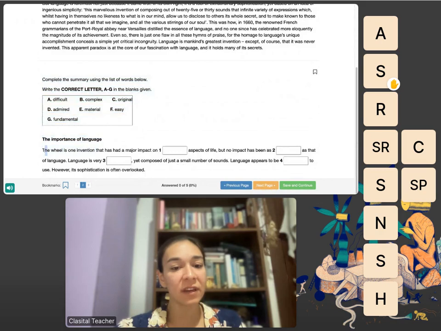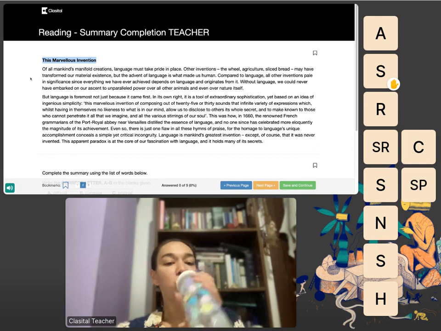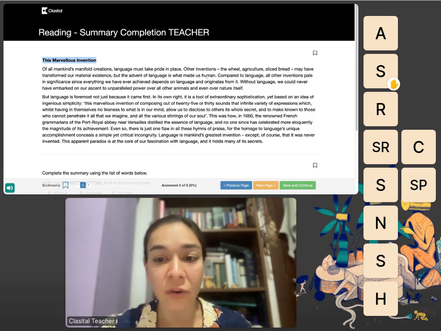Okay, let's see. The wheel is one invention that has a major impact on some aspect of life. Let me see. This marvelous invention. Of all mankind's manifold creations, language must take pride of place. Other inventions, the wheel, agriculture, sliced bread, may have transformed our material existence, but the advent of language is what made us human. Compared to language, all other inventions pale in significance, since everything we have ever achieved depends on language and originates from it. Without language, we could never have embarked on our ascent to unparalleled power over all animals and even over nature itself.